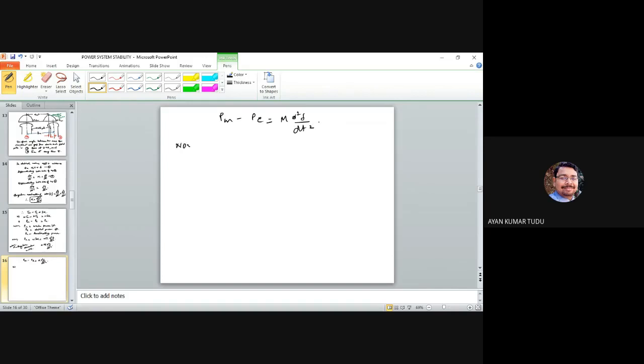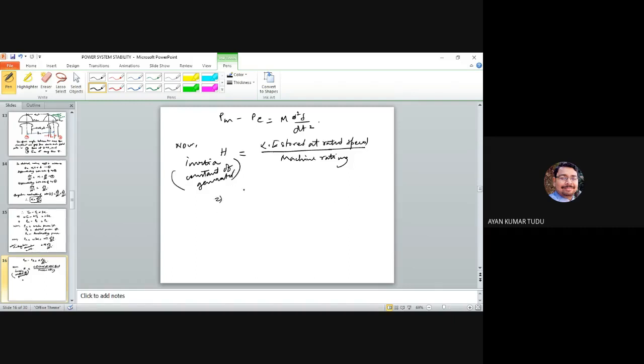Now we can write H. H is the inertia constant of the generator. It is nothing but the ratio of the kinetic energy stored at rated speed by the machine rating. The unit of this inertia constant is megajoule per MVA.